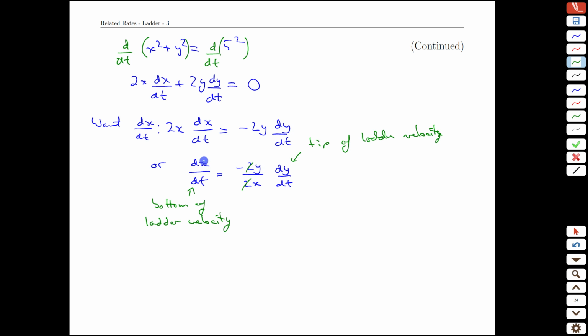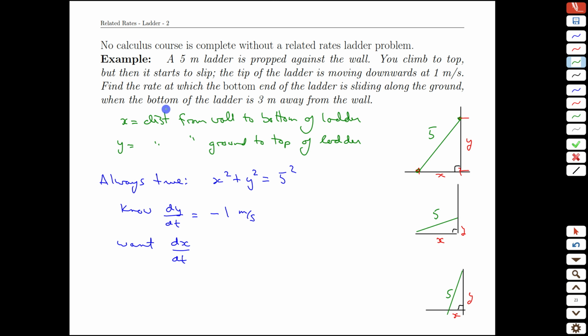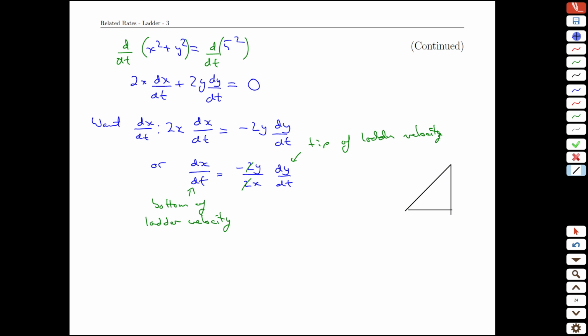Going back to the question, we're asked to figure out this bottom velocity when the bottom of the ladder is 3 meters away from the wall. So notice the bottom of the ladder is away from the wall. That's exactly what x means. We can draw a little diagram to fill that up. When the base is 3 meters away from the wall, that's x, and the y value isn't given in the question, but we can sort it out because 3 squared plus y squared equals the hypotenuse squared, 5 squared. Let's get that hypotenuse correct. And so y squared is 25 minus 9. y squared is 16, or y, it's only the positive root we're interested in here, is going to be 4. So at the moment where x is equal to 3, that told us that y was equal to 4.